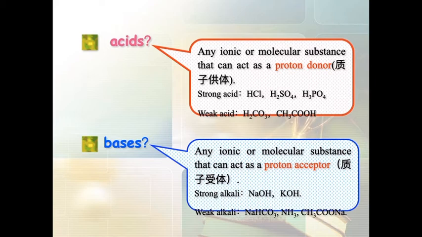Okay, now let's move on to bases. Any ionic or molecular substance that can act as a proton acceptor, we call it a base. Strong alkali and weak alkali. And by looking at those formulas, you know better than me which one is strong and which one is a bit weak.